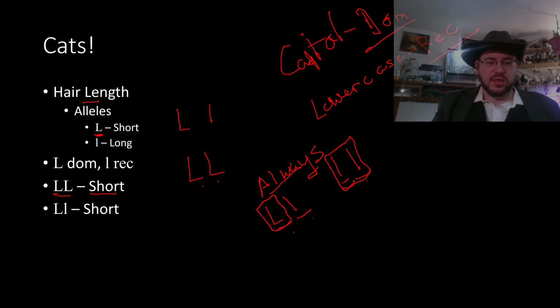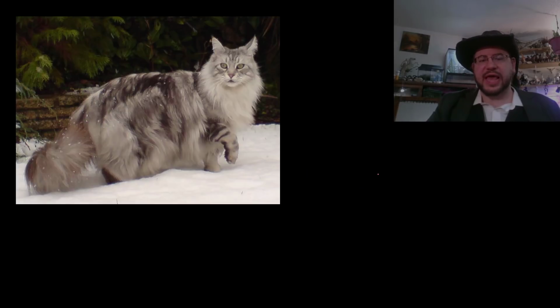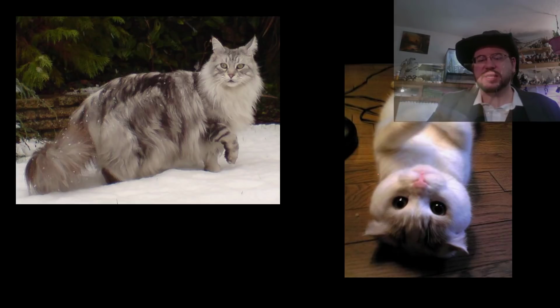So there we go. Short fur when it's two dominant alleles, and when it's a dominant and a recessive allele it's still short fur. It's only when you have two recessive alleles for fur length that you get long fur. So there is a cat that is showing two recessive alleles. And here is a kitty, which is pretty cute.